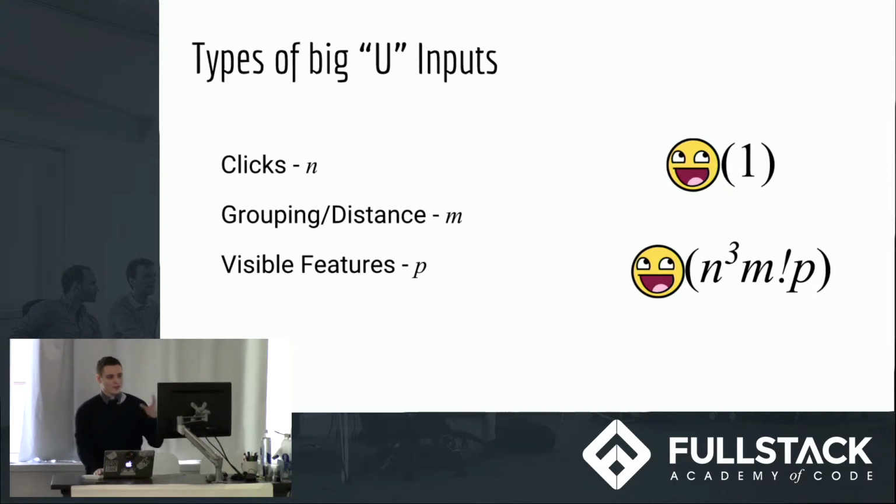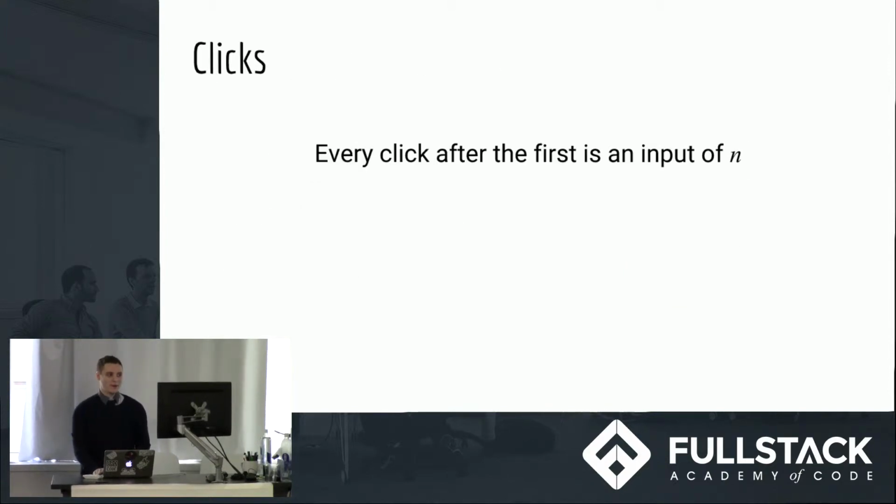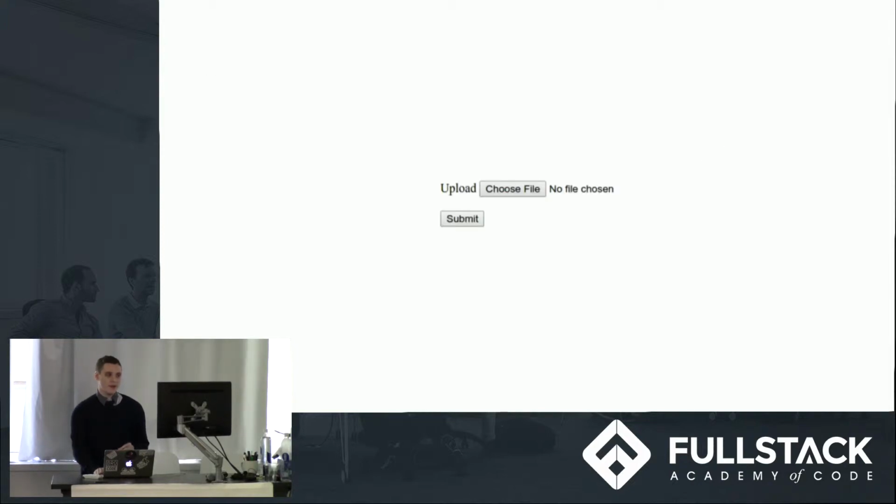So let's look at these 3 different concepts, and we can try to measure how these can create a good user experience. We're going for clicks. This is a great basic way to start thinking about your app and how you can make it more accessible to the user. Every click after the first is an input of n. One click would be a U of 1. After that, n and n squared, etc. And just like with Big O, you want to keep it to a minimum.